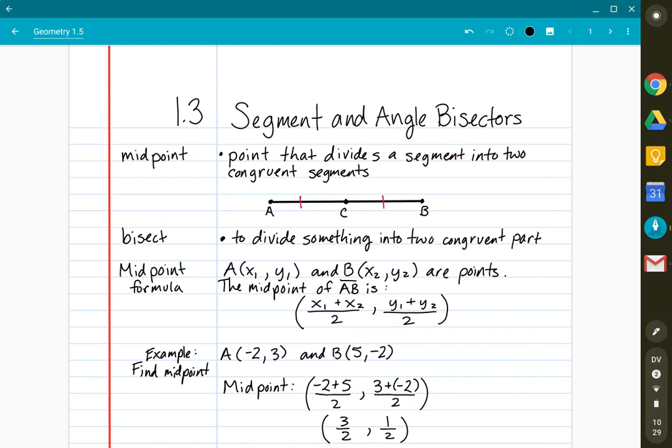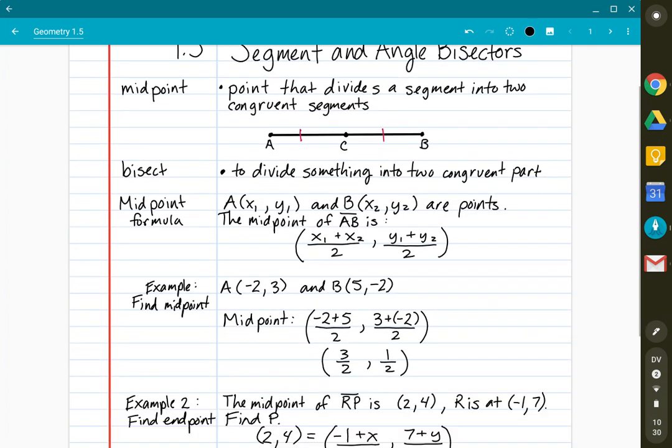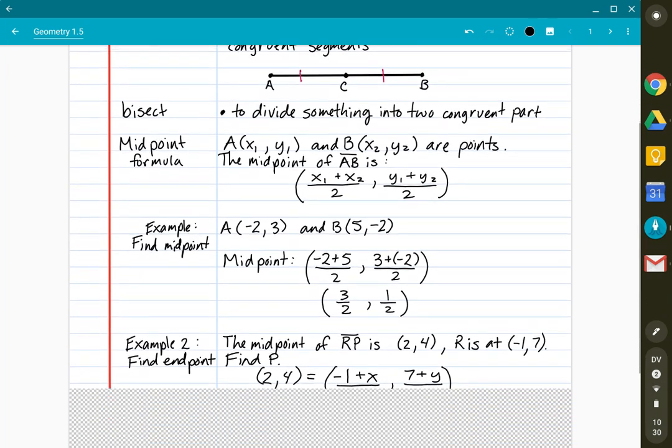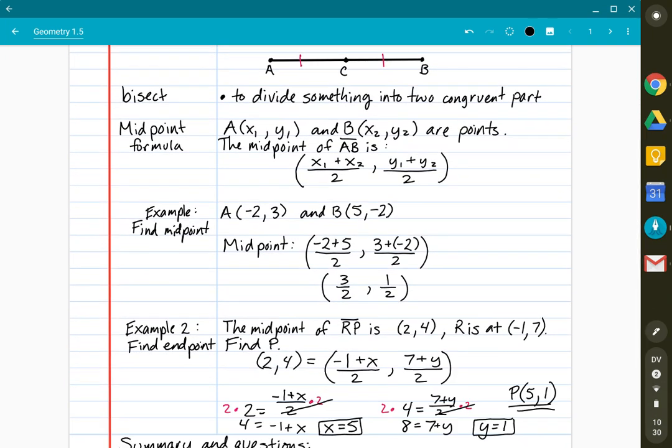Now, when we do something like this, we call it bisecting. Bisecting is like an action word. It's to divide something into two congruent parts. Now, similar to the distance formula, we're going to learn a fancy way to do this, but it really just involves averaging the coordinates. So if I know the point A and point B, which are the endpoints of the line segment, I can find that middle point by taking the x values, adding them together, and dividing them by 2. And this is finding the average x value between the two of them.